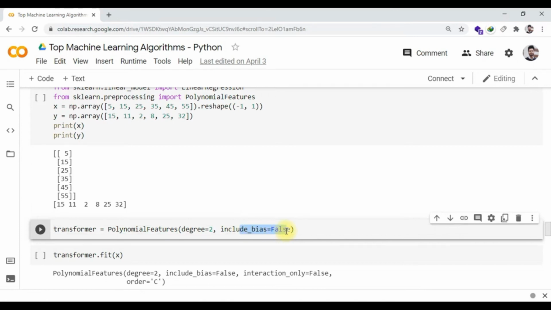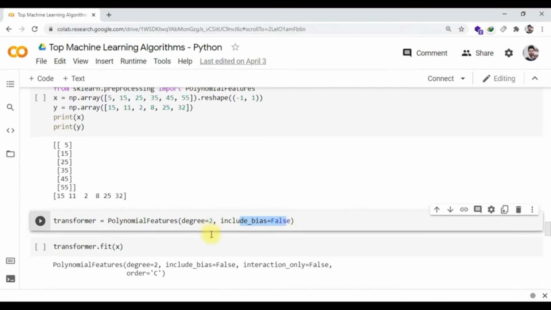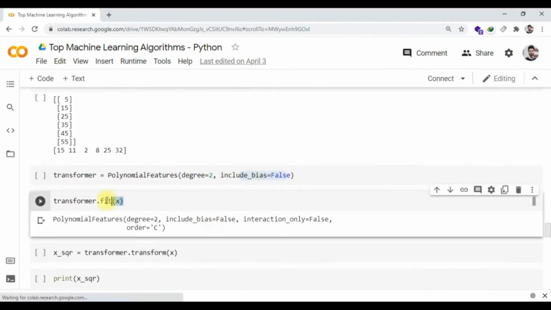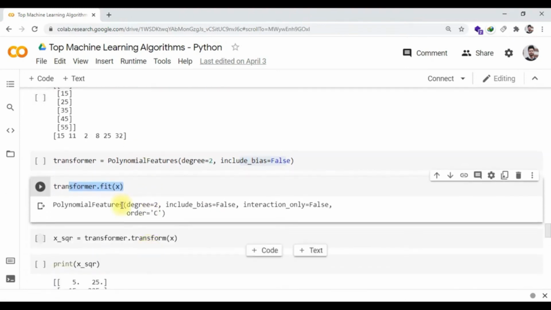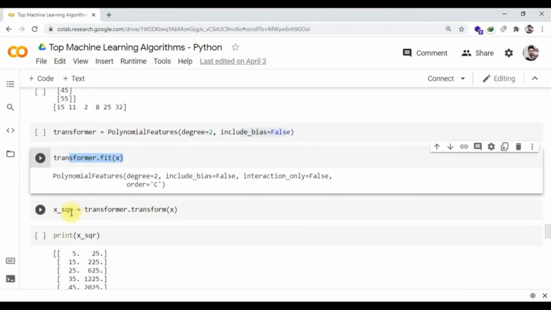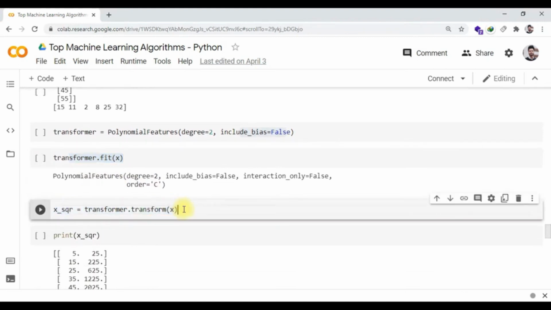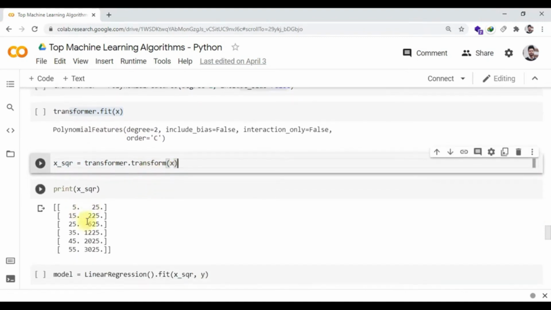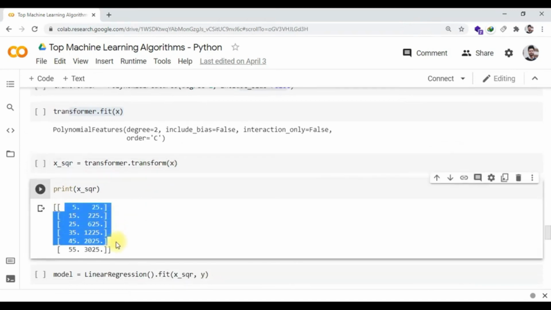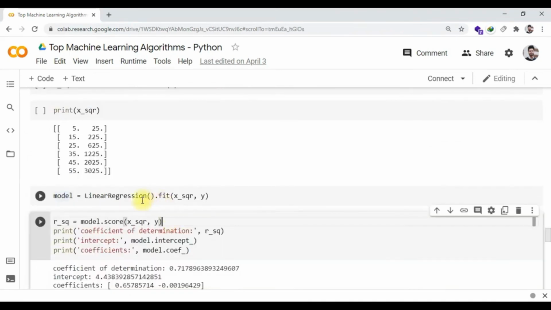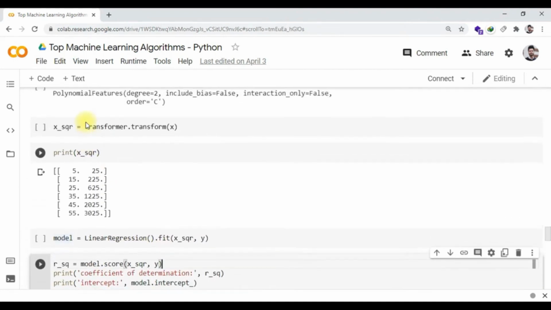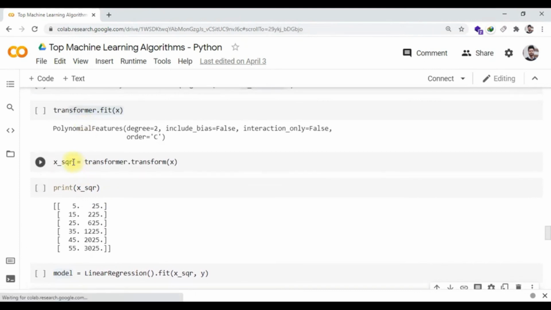Exclude bias means there is no column with ones, and the other function is that I just fit my x values in the transformer, and then I get the x square, and I put this into our linear regression function, and I get our model with the result. As you can see, I got the x square here.